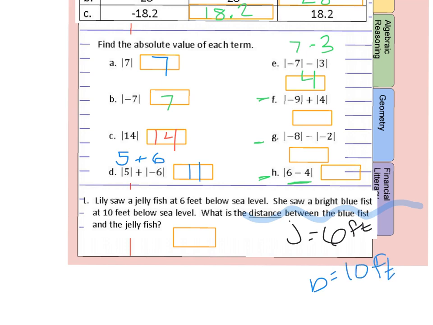So what we want to do is find how far it is between these two things. If we think of a number line and we think of 6, 7, 8, 9, 10, and we count, we have 1, 2, 3, 4 spaces. So the distance between those two is 4 feet.